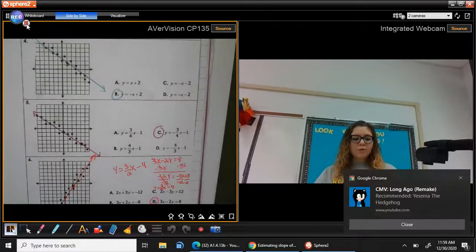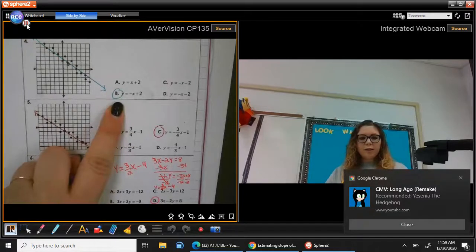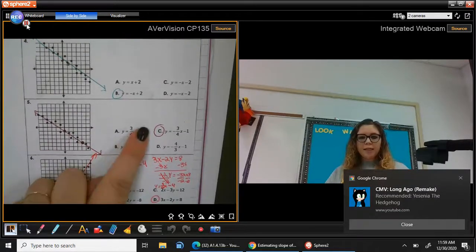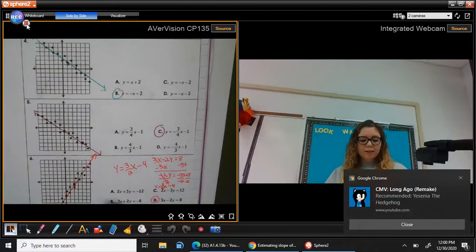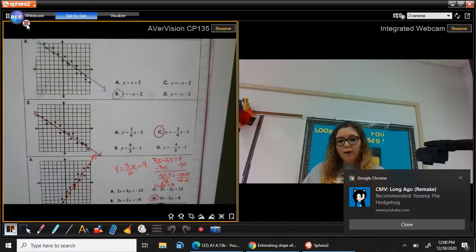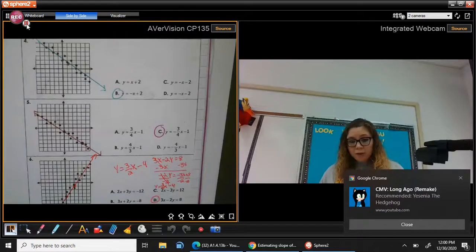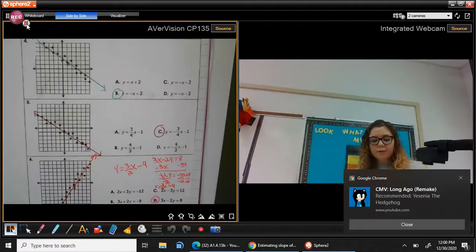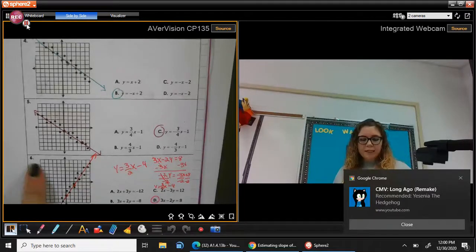Right, the answer to number 4 is B. The answer to 5 is C. And then the answer to 6 is D. I did not graph all these lines because I know the answers. However, you don't. So if I look at your notes, I better see all these lines graphed. Okay. But 6, the answer is D.